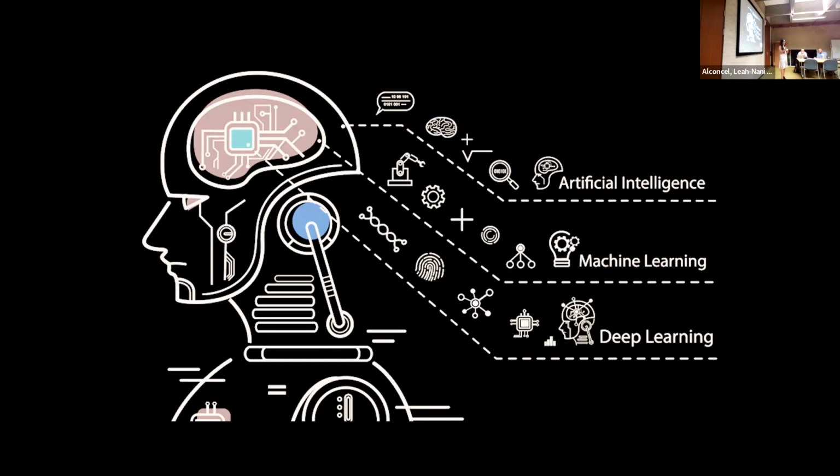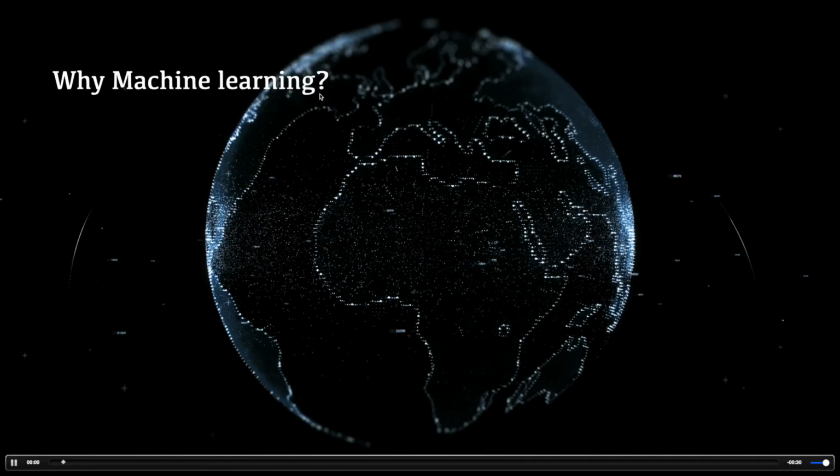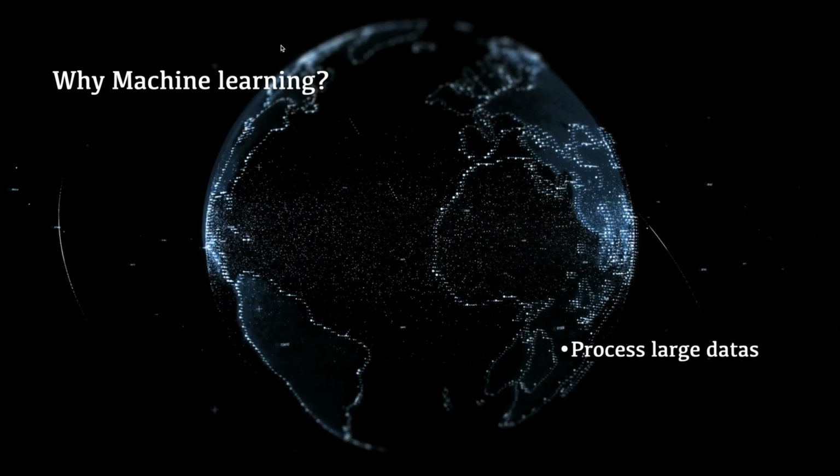And actually, my talk is going to be focused on machine learning rather than AI as a whole, and specifically deep learning, which is a further subset of machine learning, where you're working with algorithms that are much more complex with deeper neural layers. So why do we want to use machine learning?